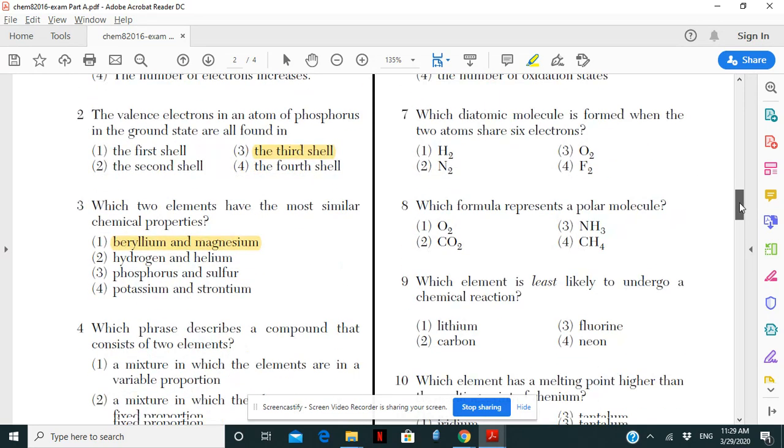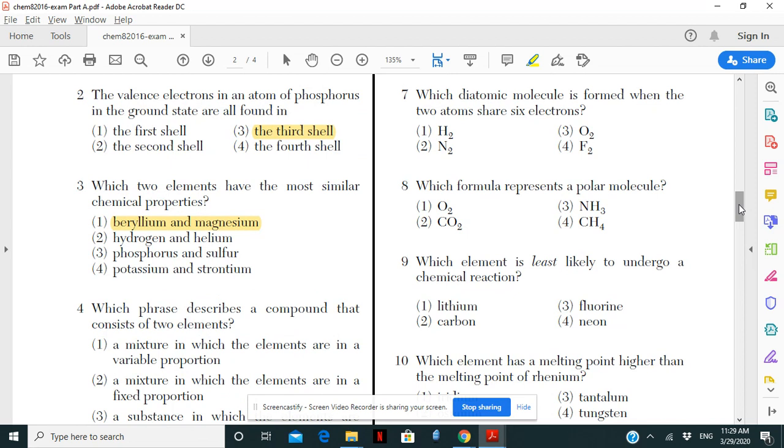Question number 7. Which diatomic molecule is formed when two atoms share 6 electrons? This is an understanding question. If they are sharing 6 electrons, each is going to give 3 electrons, which means, according to the octet rule, the valence shell has only 5 electrons. So I'm going to switch the question to: which of these elements has 5 in its valence shell?